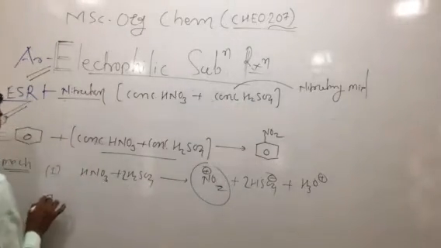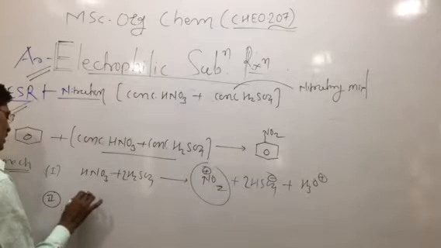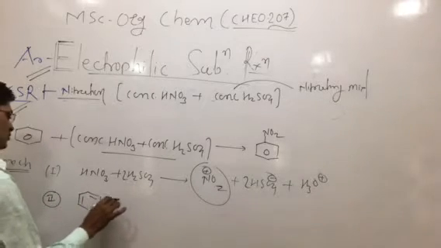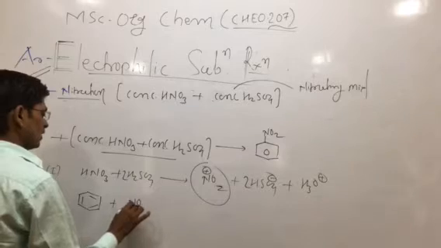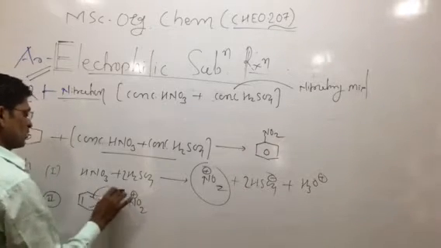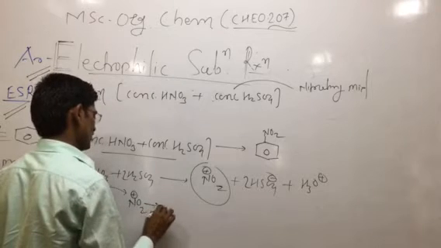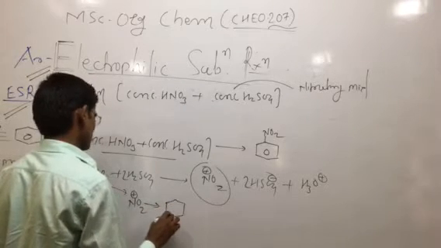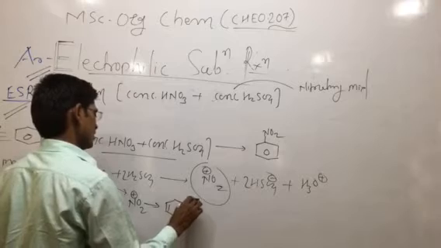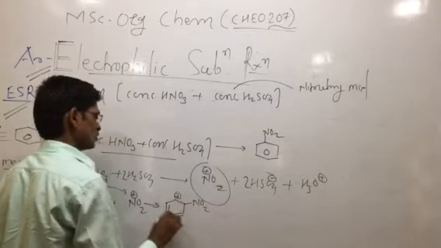What happened in the second step of the reaction mechanism? If we are having, this is the benzene molecule. This benzene molecule is treated with the nitronium ion. This is the NO2 positive charge. So what happened? Electrophilic substitution reaction takes place here, and then what happened? There NO2, and this one is the positive charge.